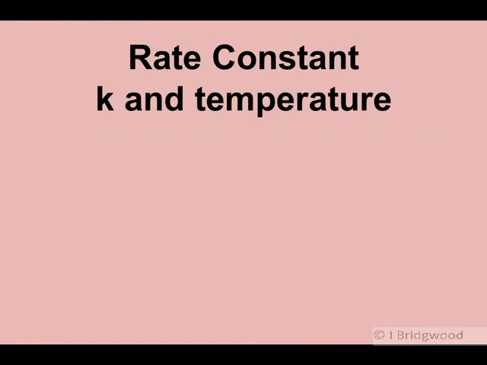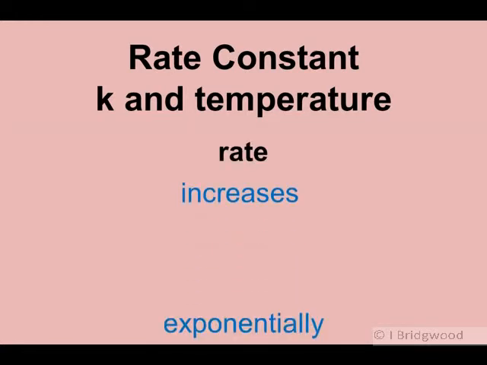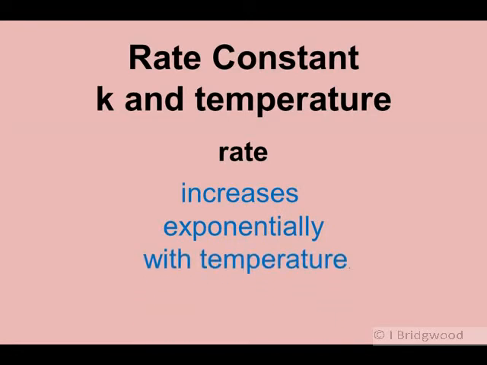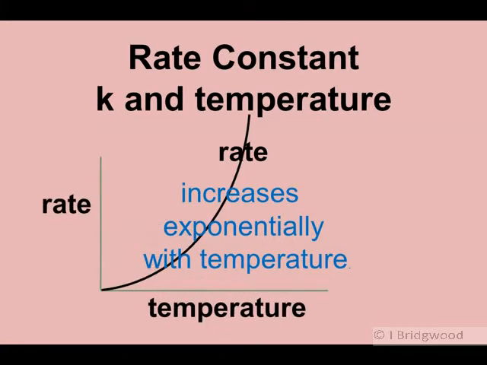Now, if you cast your minds back to the Maxwell-Boltzmann distribution curve, you will remember when you change the temperature of a reaction, the distribution of energy of the particles will change as well. And you find that many more particles have energy greater than the activation energy, and therefore as you increase the temperature, the rate of reaction will increase exponentially with increasing temperature. So you will get a graph that looks a little bit like that.